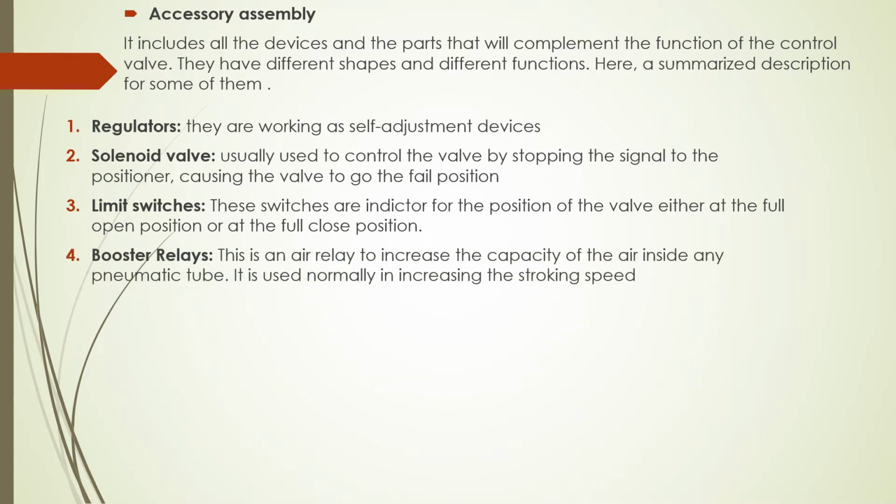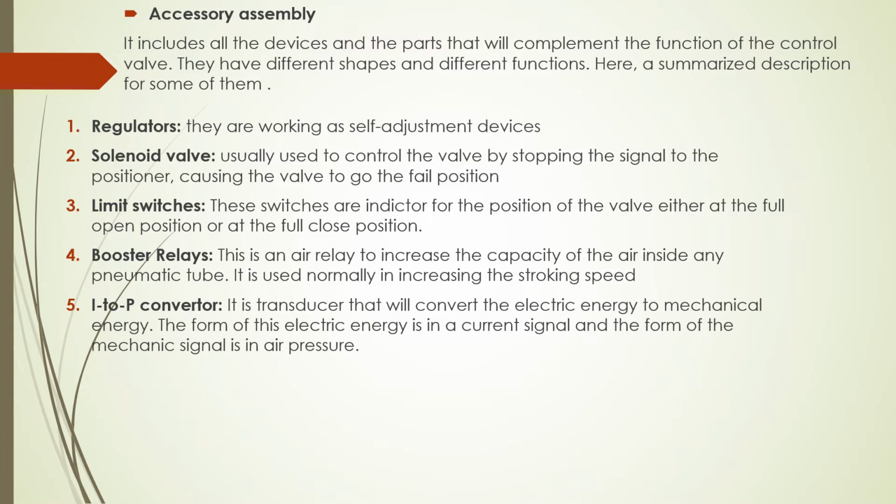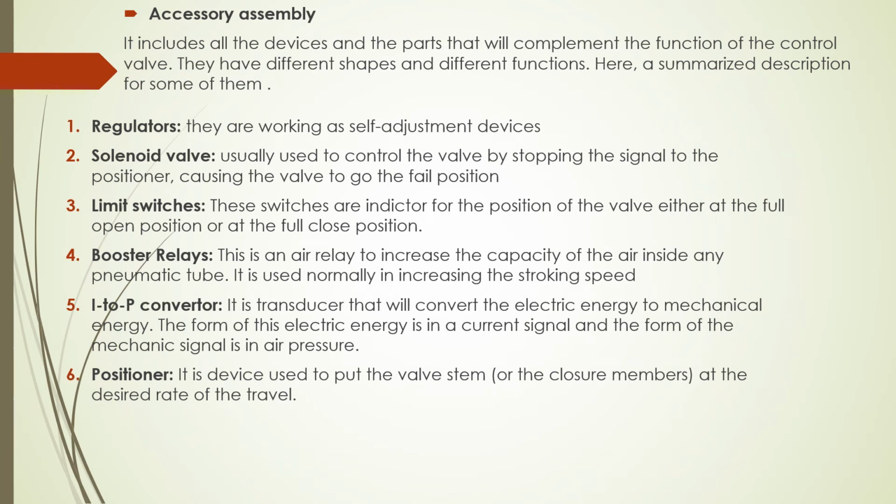The fourth thing, the booster relay. This is an air relay used to increase the capacity of the air inside a pneumatic tube. It is used normally to increase the stroking speed. The fifth is the I/P converter. It is a transducer that will convert electrical energy to mechanical energy. The form of this electrical energy is a current signal, and the form of the mechanical signal is air pressure. I believe you saw it before in the lab, the I/P converter. Lastly, the positioner, a device used to put the valve stem or the closure member at the desired rate of travel.